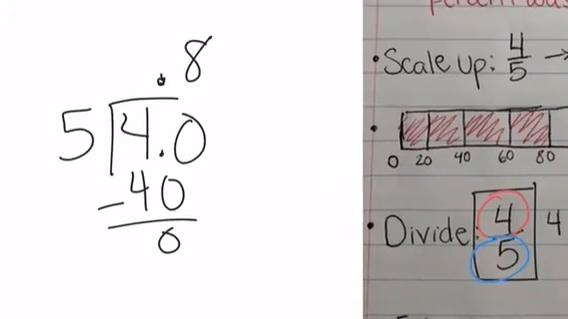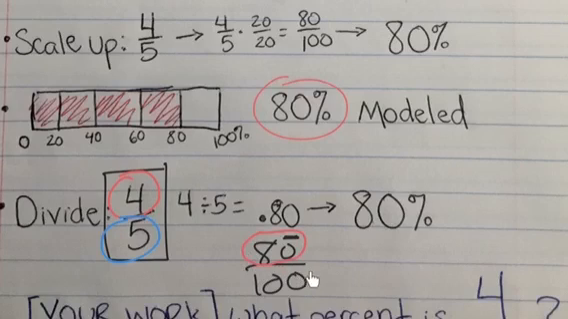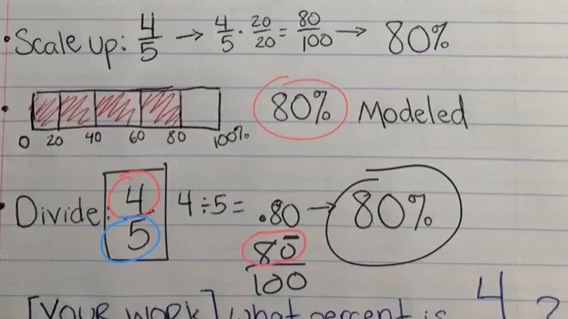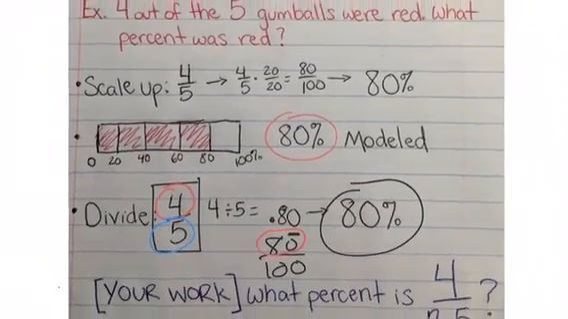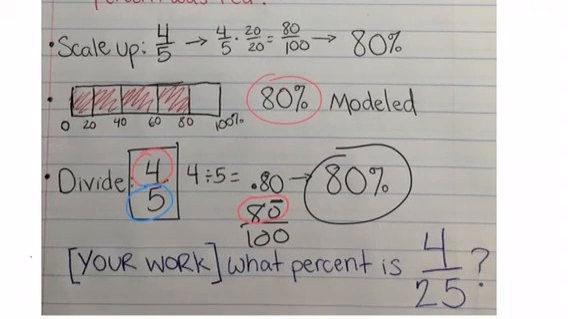Now, like I said a moment ago, we can add a 0. We can attach this 0 to the end of that 8 to make it 80 hundredths. You could rewrite this decimal as 80 hundredths, and anything over 100 is that as a percent. So that's going to be 80 per 100, 80%. So that's our answer. Alright, those are 3 different ways that you can turn a fraction into a percent. Now your work, what percent is 4/25?